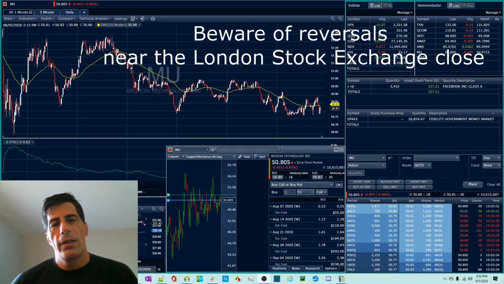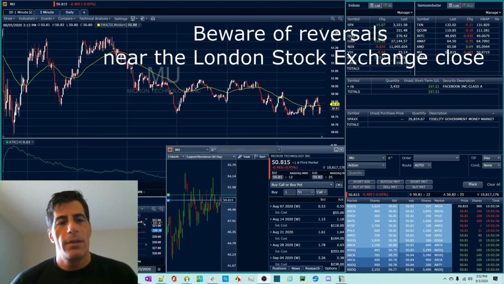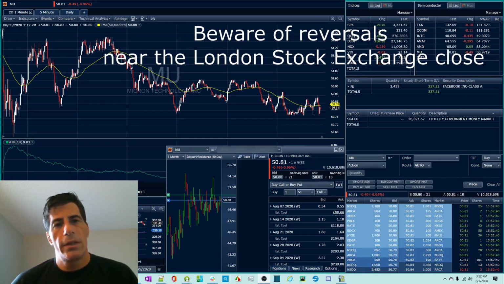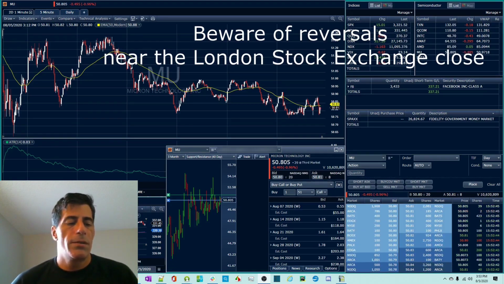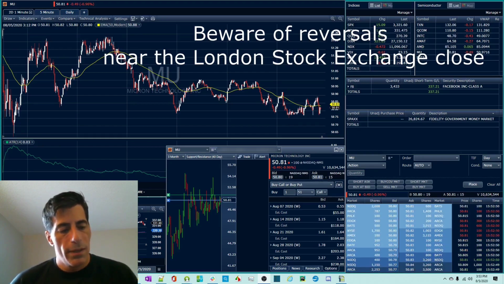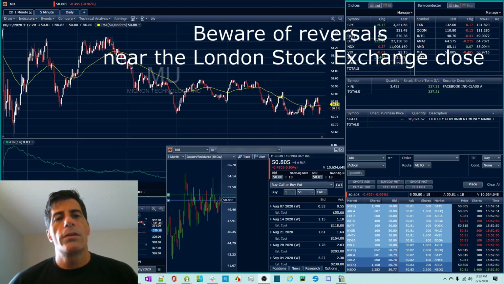11 to 11:30 a.m. Eastern Standard Time is when the London Stock Exchange approaches its close. So it closes at 11:30. You want to be on the lookout for mini reversal moves during that time. If you have a super tight stop loss and you are short or long, the market may move in the opposite direction just to stop you out and give the London traders the worst prices possible.